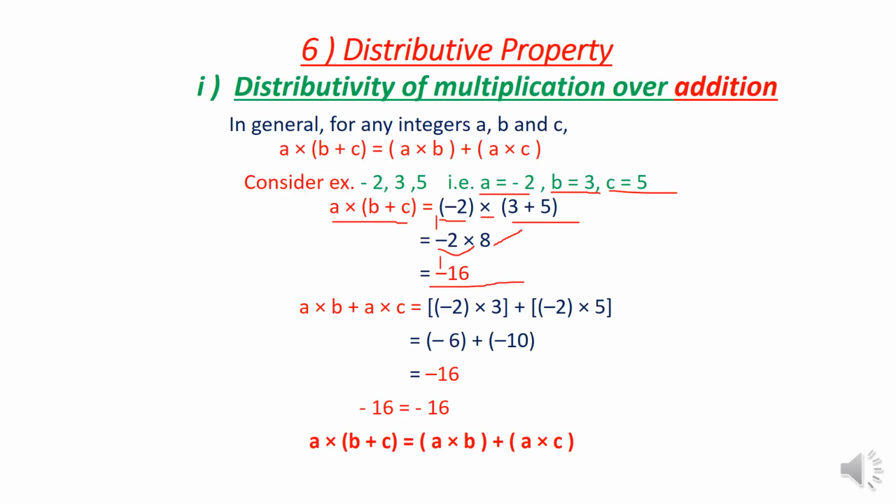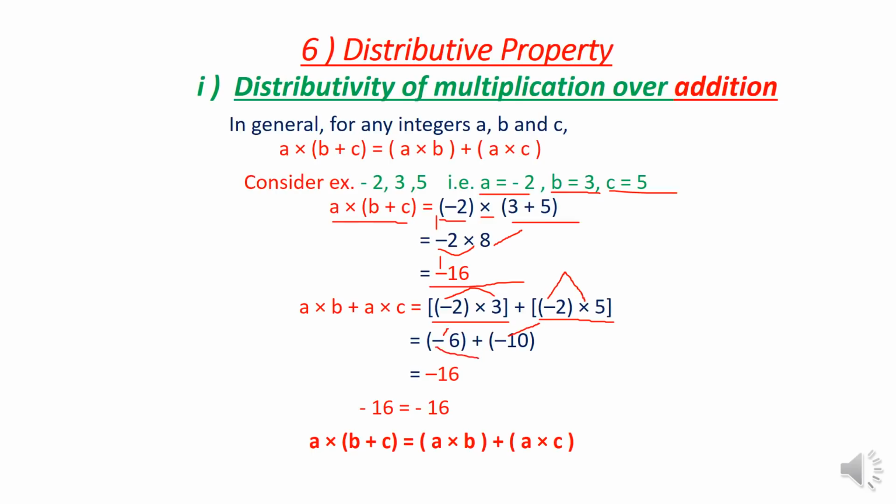Now, let us consider the other side, A multiplied by B plus A multiplied by C. So, first bracket, minus 2 multiplied by 3. This gives you minus 6 because minus multiplied by plus will become minus. Next bracket, that is minus 2 multiplied by 5. So, again minus multiplied by plus will become minus. So, you will get minus 10. So, in the next step, minus 6 plus minus 10.